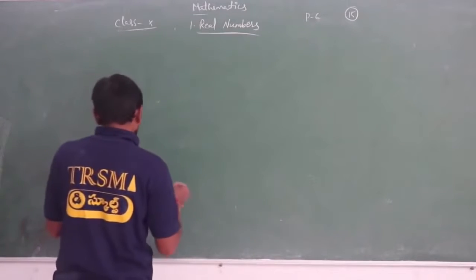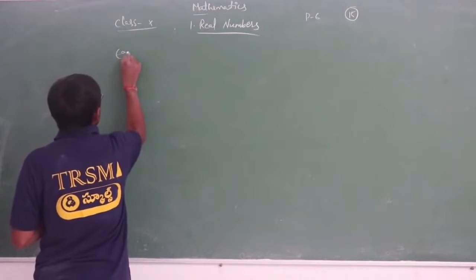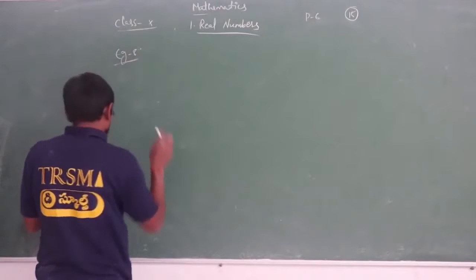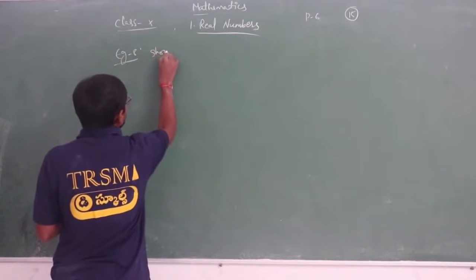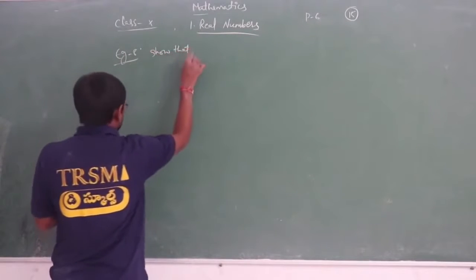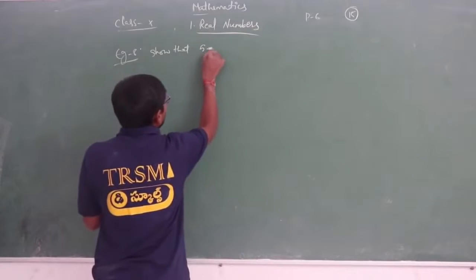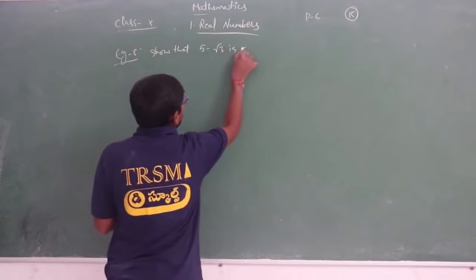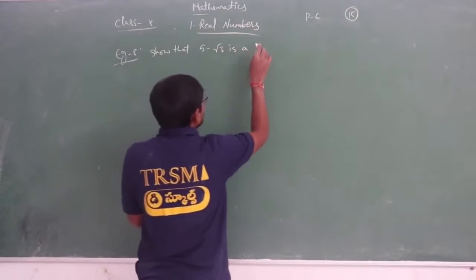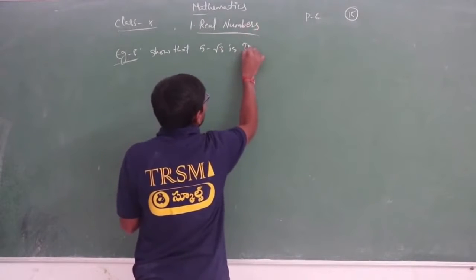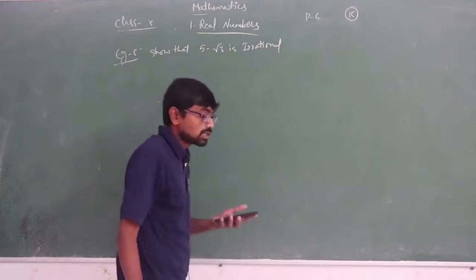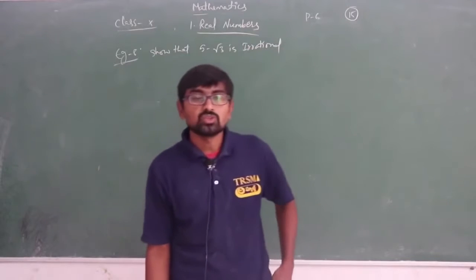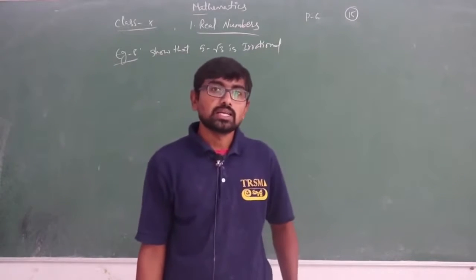Now coming to example number 8. Show that 5 minus root 3 is irrational. We know it is already irrational, but we need to show it.